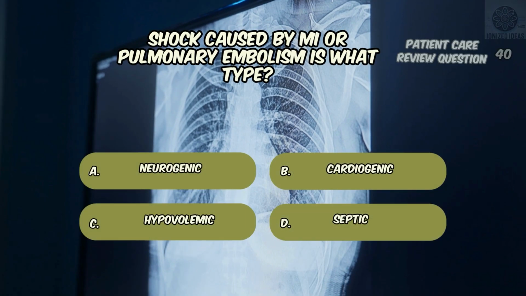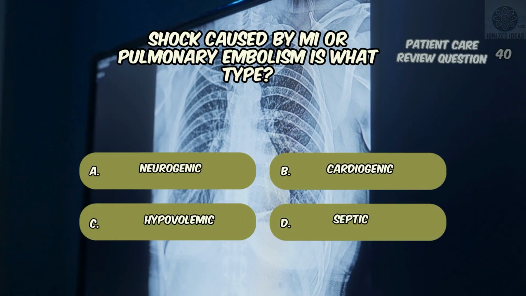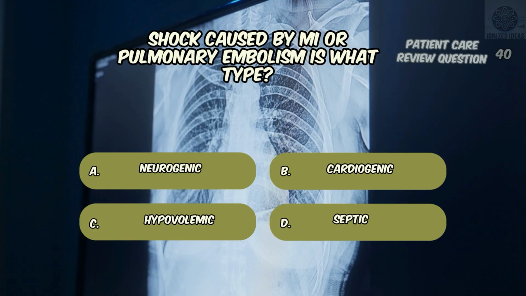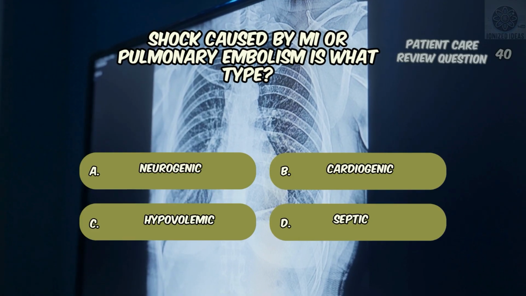Shock caused by MI or pulmonary embolism is what type? A. Neurogenic. B. Cardiogenic. C. Hypovolemic. D. Septic.